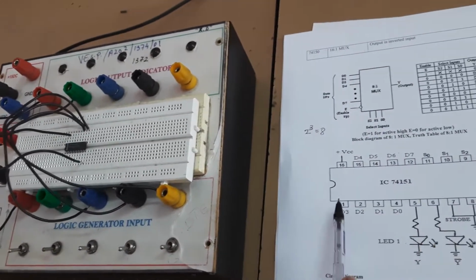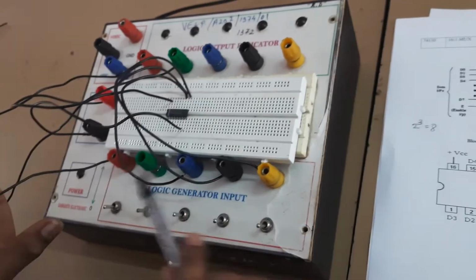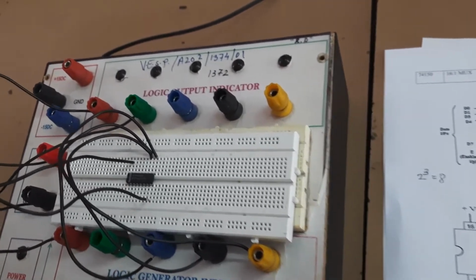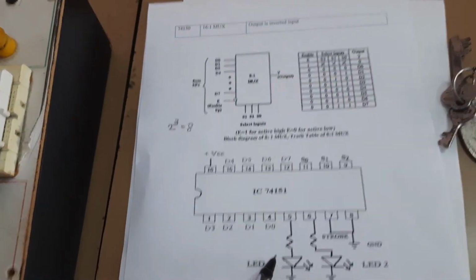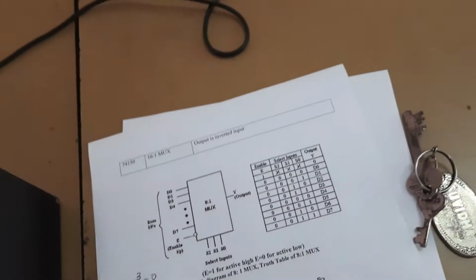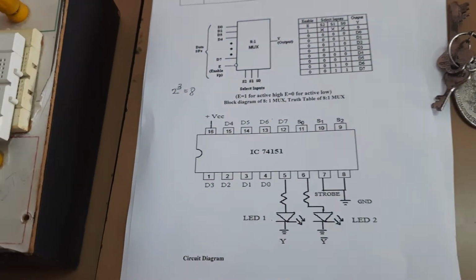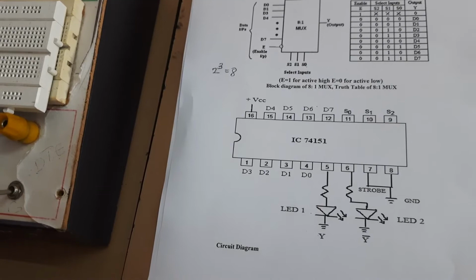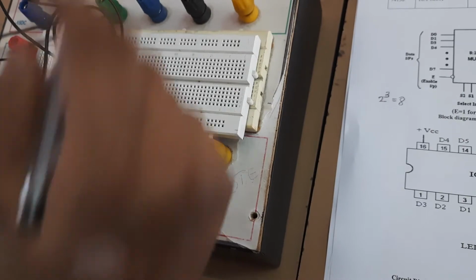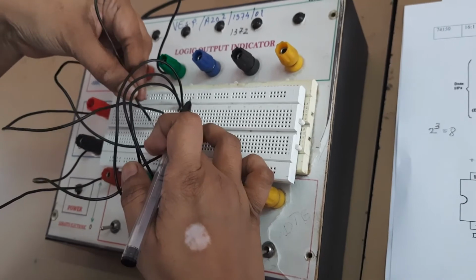Now we require 8 data inputs. Instead of that, just take one data input and, according to the select input condition, we can connect to that particular data input. And for the outputs, Y bar is at pin number 6 and Y is at pin number 5. So first take Y, and then Y bar is connected to pin number 6.